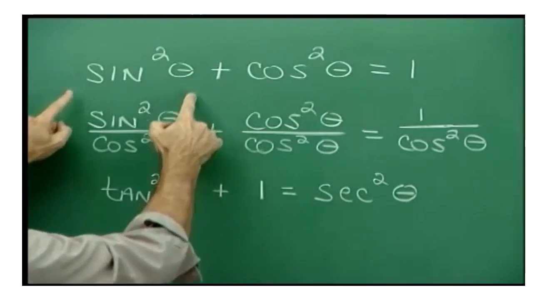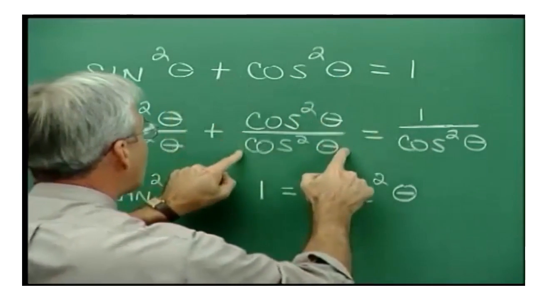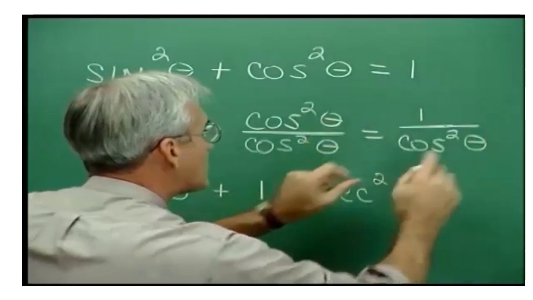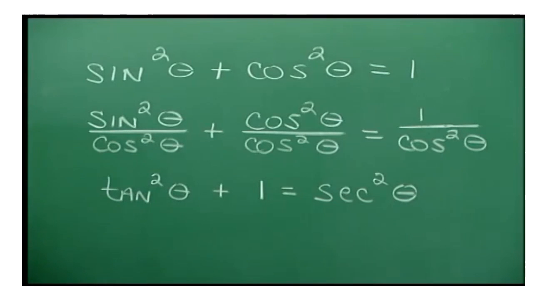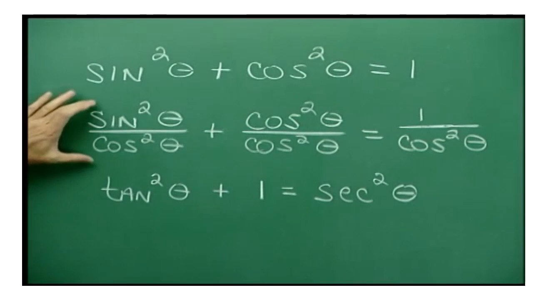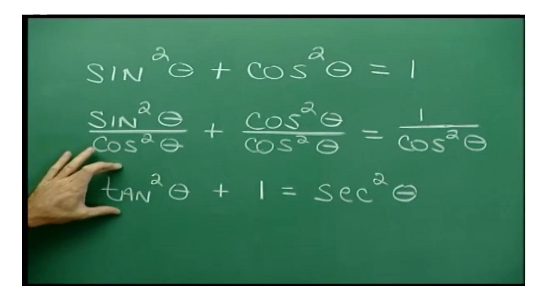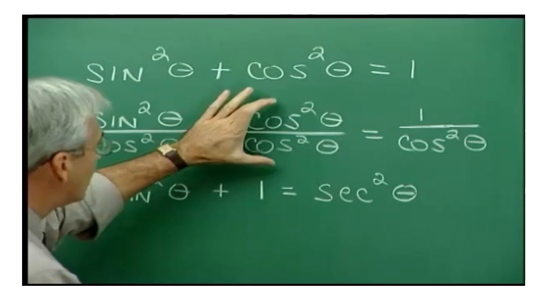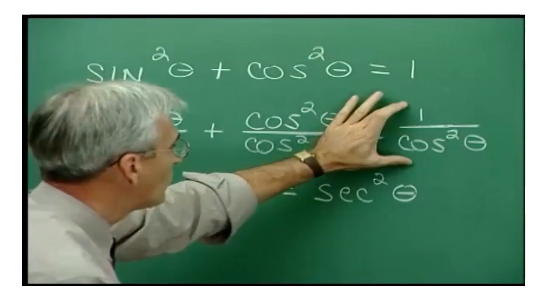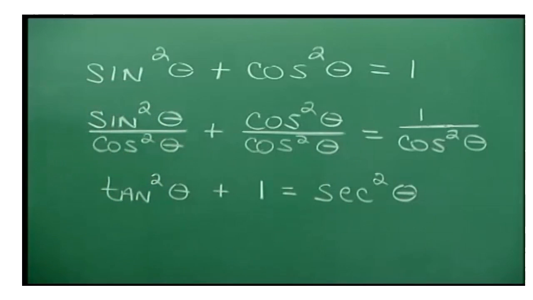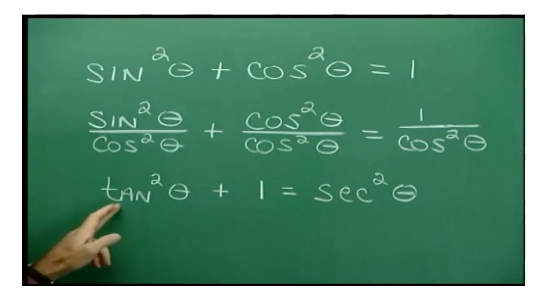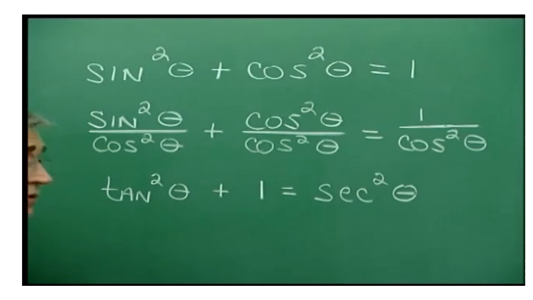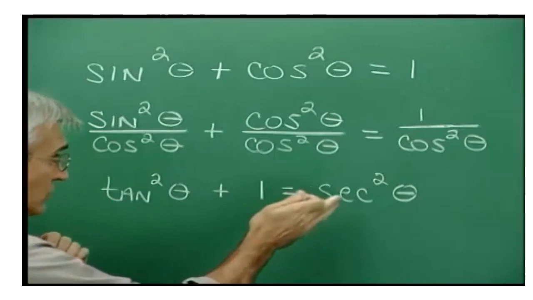So I'm dividing this by cosine squared theta, divide here by cosine squared theta, divide here by cosine squared theta, and all of a sudden one of the other Pythagorean identities emerges. Sine squared theta over cosine squared theta is tangent squared theta, and this becomes 1, and 1 over cosine squared is secant squared. So here we have a relationship involving tangent with one of the other trig ratios, and we can use this information to solve for that one.